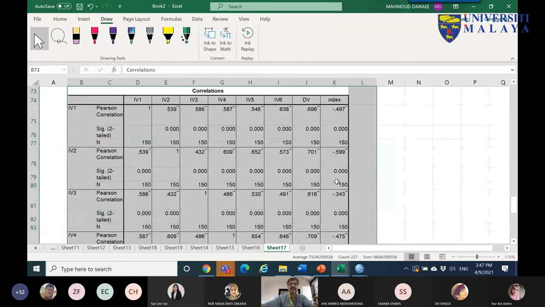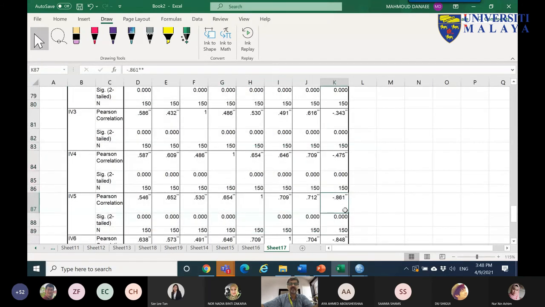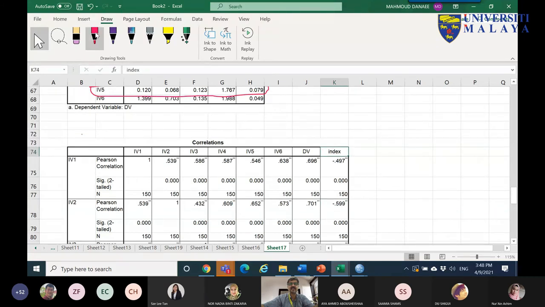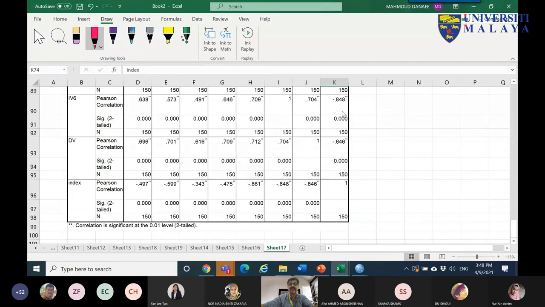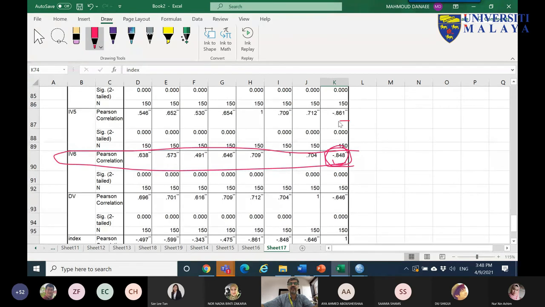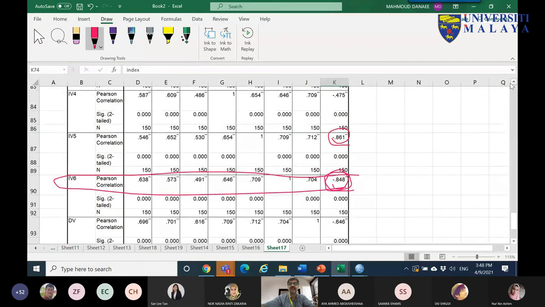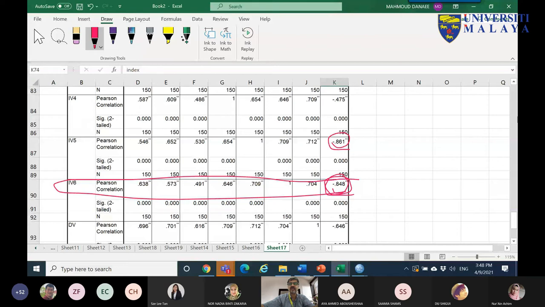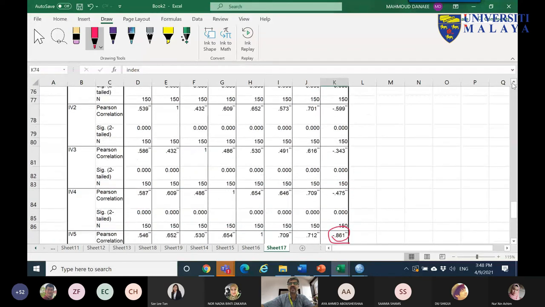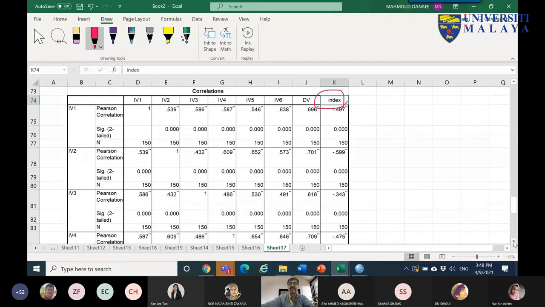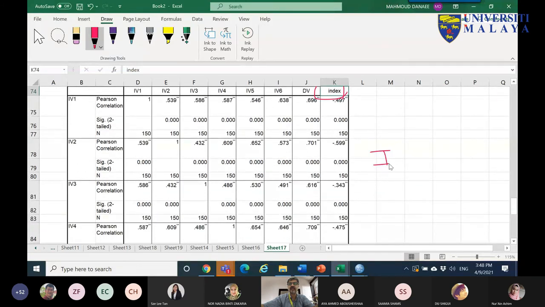If I copy this table here in Excel, now look at this table. This is the index. The correlation between the index and IV6 is how much? 80%. With IV5, it is 81. So this index is highly correlated with two variables. Actually, when the correlation between two independent variables is more than 0.8, we call it collinearity.